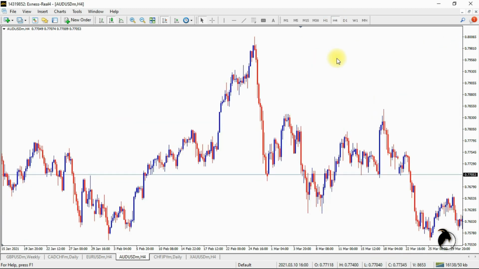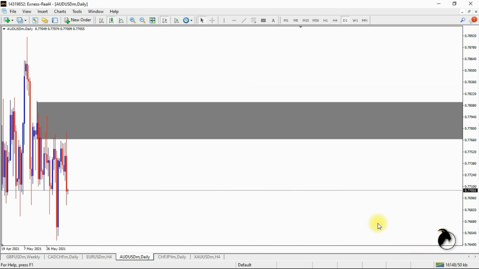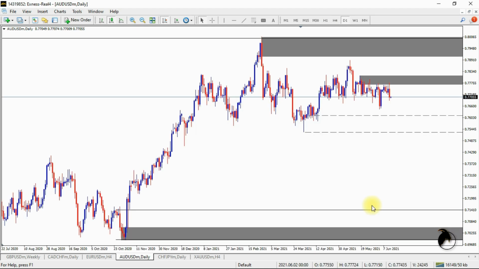Going down to H4. On H4, price reacted to this zone, which we took a sell on this time frame. This was a good selling opportunity which was taken, and our first target is this one, and our second target is down there. Our second target is this one.